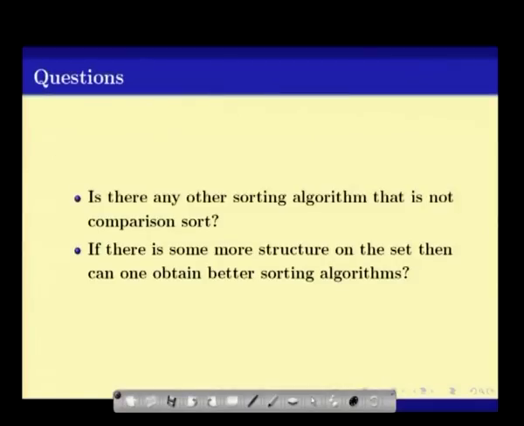I will leave you with some questions. First of all, is there some other algorithm which is not comparison based? Can we do something better? The other thing is, if the set comes with some structure, can we do something better? That means we are not trying to do something for all possible sets, but for some structured set. This is a typical question that we will answer in the next lecture.